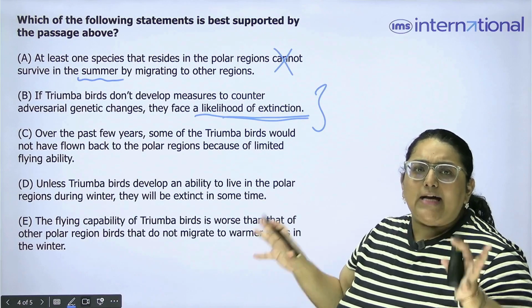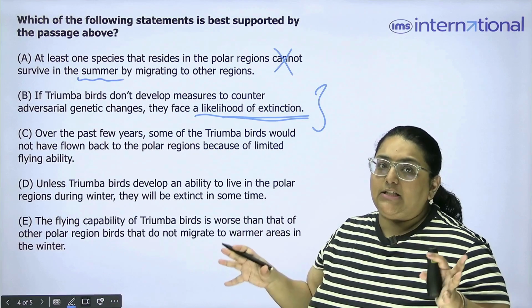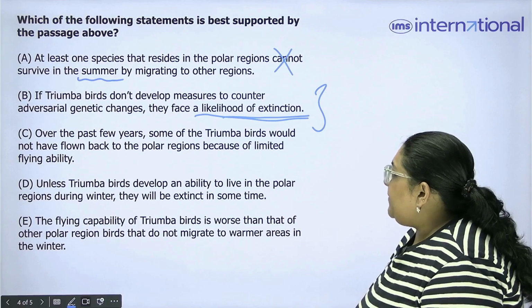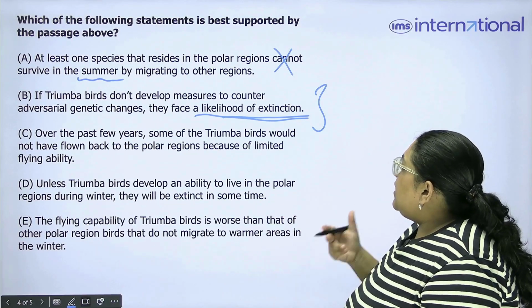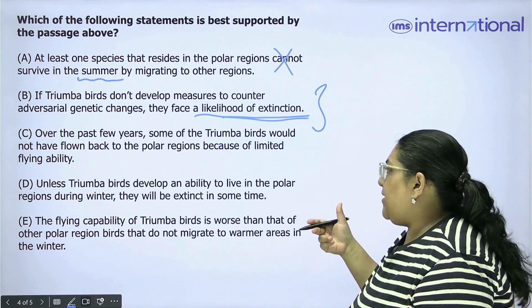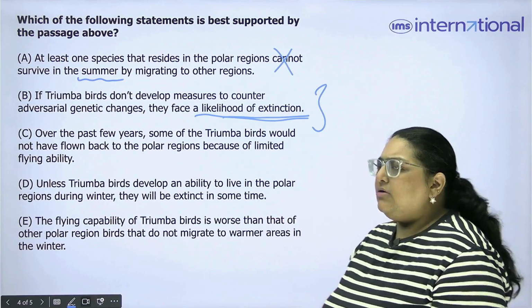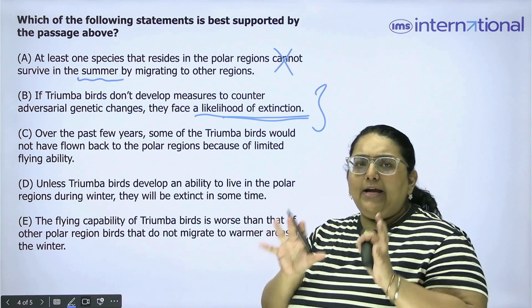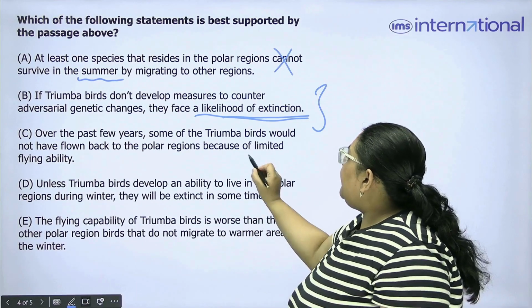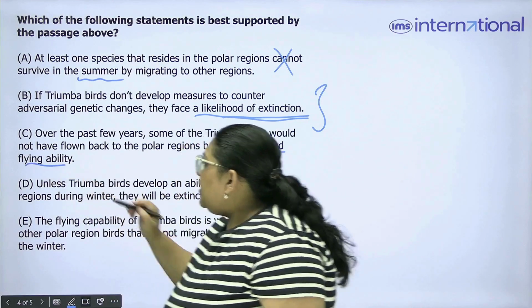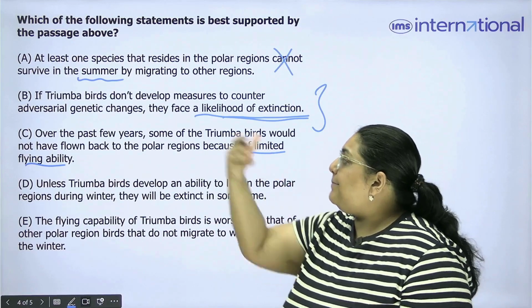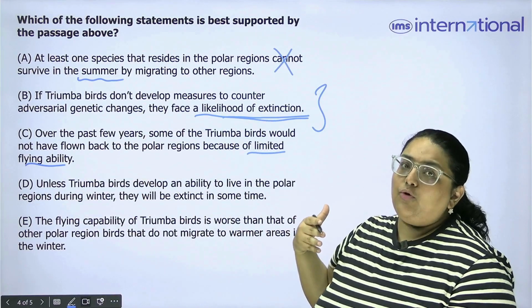So extinction might happen. So we can hold on to B. B looks almost correct, but we will not go for the final selection until we have had a look at all the options. Let's have a look at C. Over the past few years, some of the Triumba birds would not have flown back to the polar regions because of limited flying ability. Okay, let's hold on and try to understand what C is trying to say. C is trying to say that because of the limited flying capability, the birds would have started their journey, but they would not have been able to come back from the warmer areas to the polar regions.